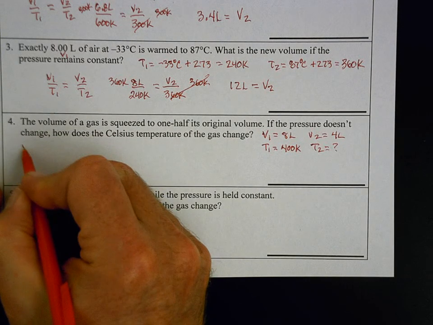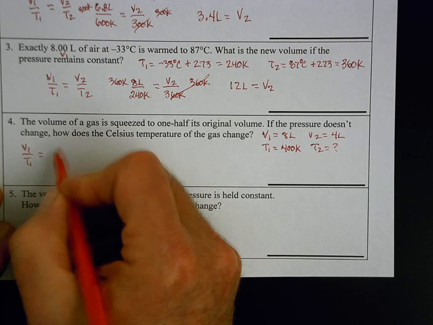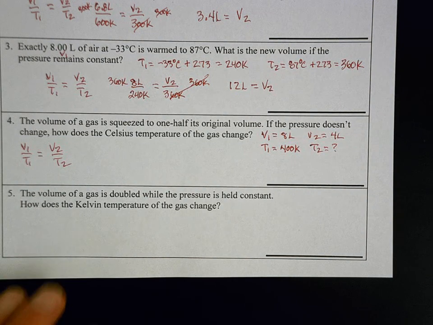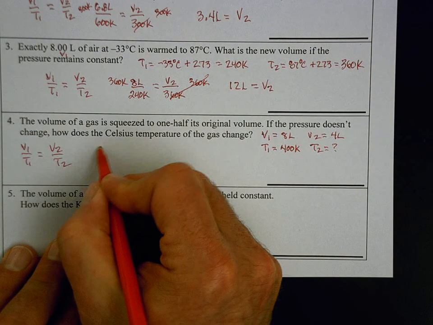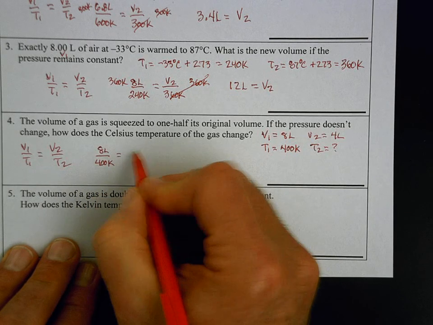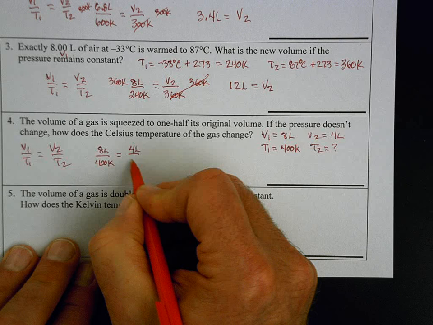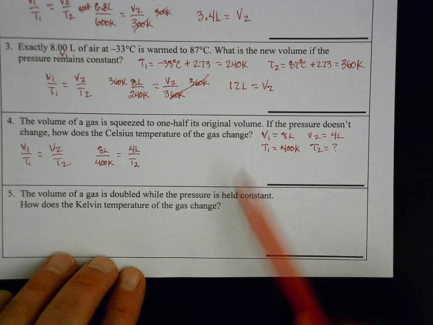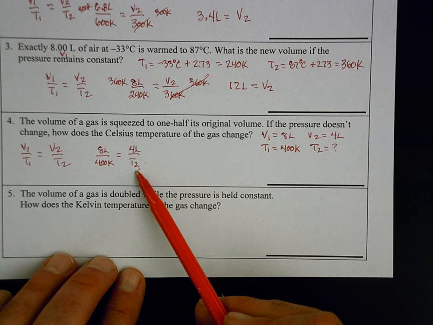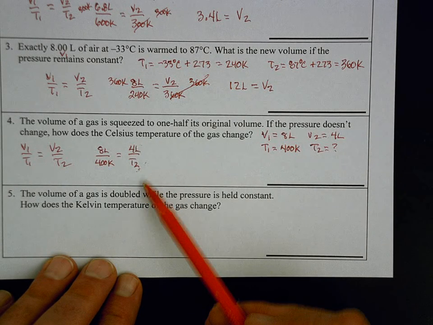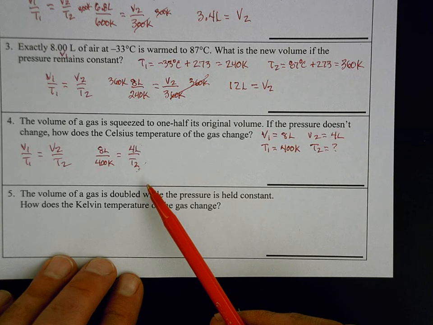Set it up. V1 over T1 equals V2 over T2. Plug in my numbers. 8 liters over 400 K equals 4 liters over T2. Now, you might think, all right, how am I supposed to solve this? Because the part I don't know, the unknown's on the bottom. If I divide both sides by this 4, I'm going to have 1 over T, not T. How do we solve a problem like this?